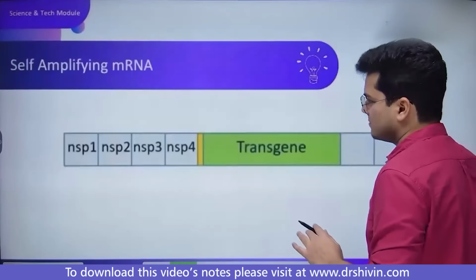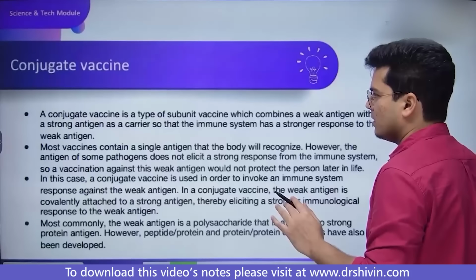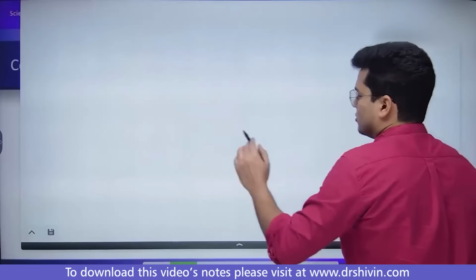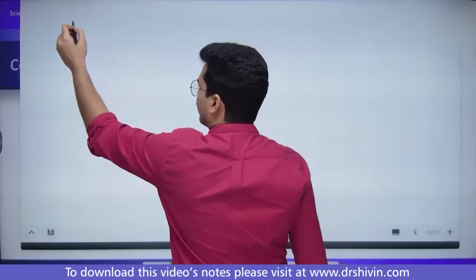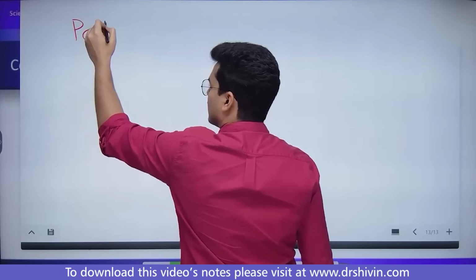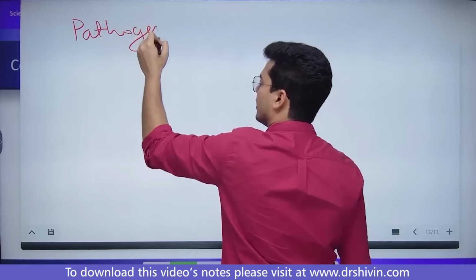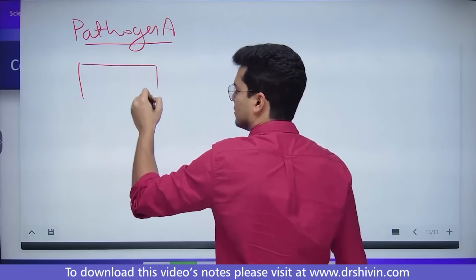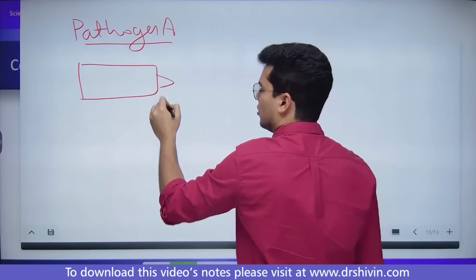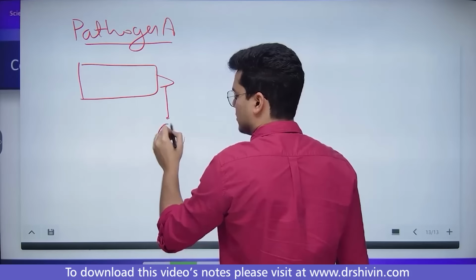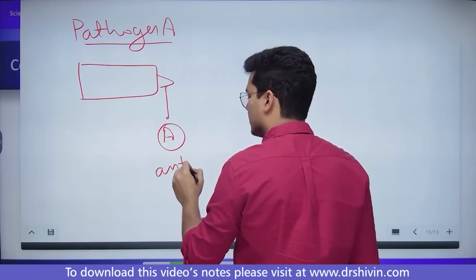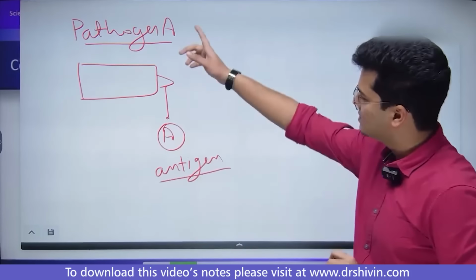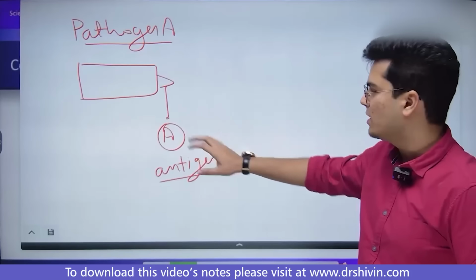Okay, I'll just make a new diagram. Fine. So let's say that I have a pathogen A. Listen to this carefully. I have a pathogen A. Pathogen A looks like this. It has an antigen called A. Okay, with me so far? There is a pathogen called A, it has an antigen called A.